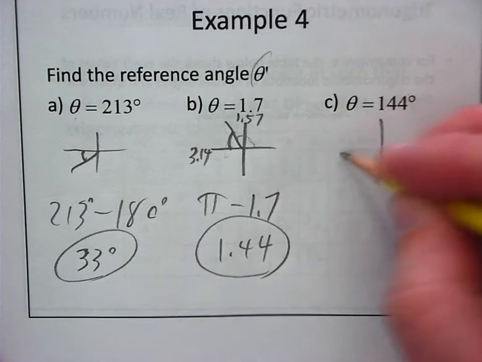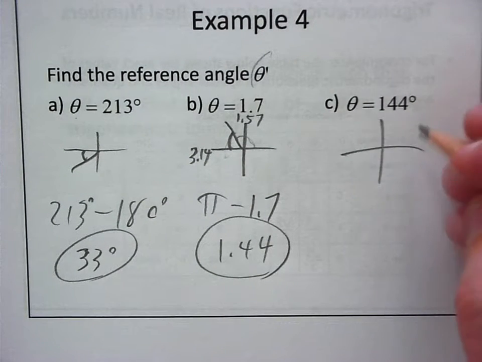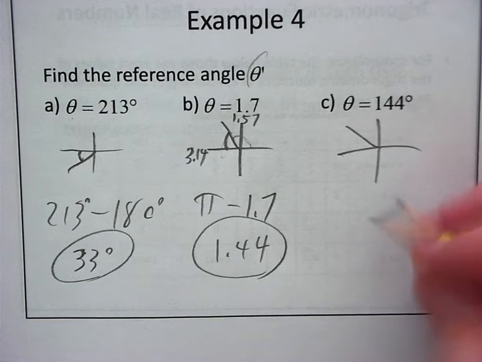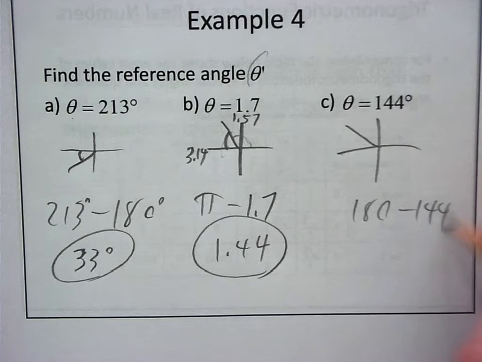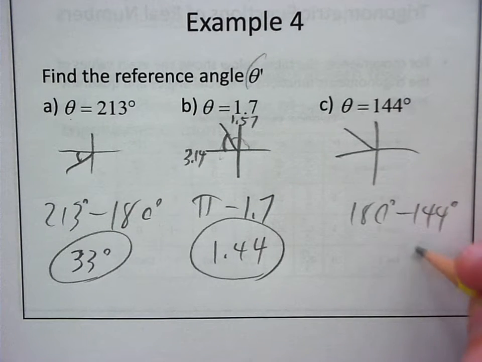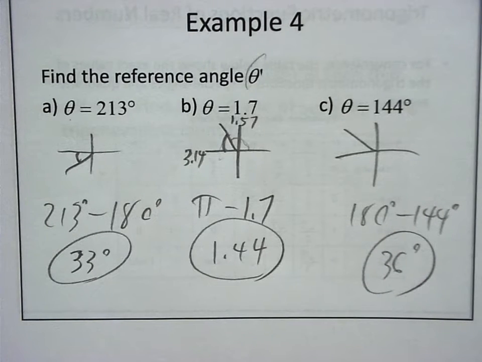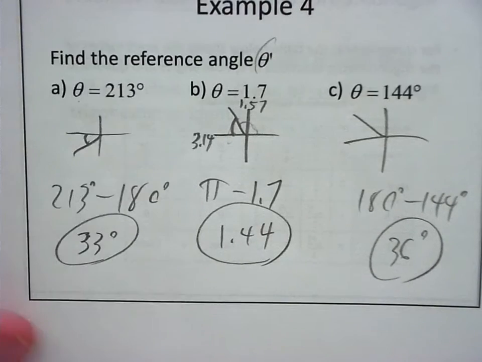144 degrees is which quadrant? Second. So you're going to do what to find the reference angle? 180 minus 144, leaving you with 36. Yep. Okay. Now once you have those reference angles, especially if they're ones that are actually on the unit circle, I'm just going to turn the page right away.